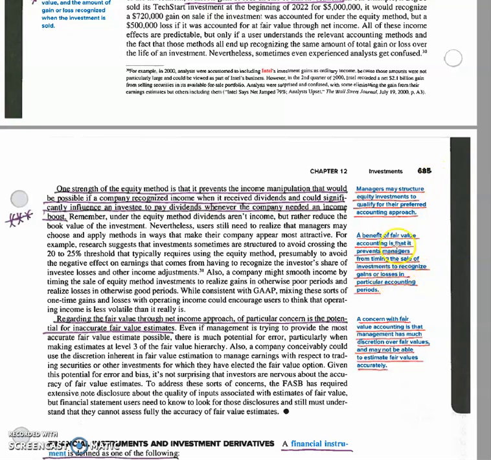Right here, this gets into some of what we were talking about there. A benefit of fair value accounting is that it prevents managers from timing the sale of investments to recognize gains or losses in particular accounting periods. Down here, they get into the fair value hierarchy. A concern with fair value accounting is that management has much discretion over fair values and may not be able to estimate fair values accurately. Yes, that's a problem where you're dealing with an investment in a company that's not publicly traded.